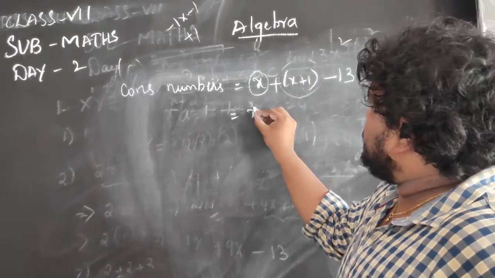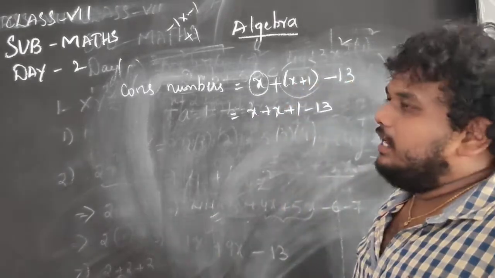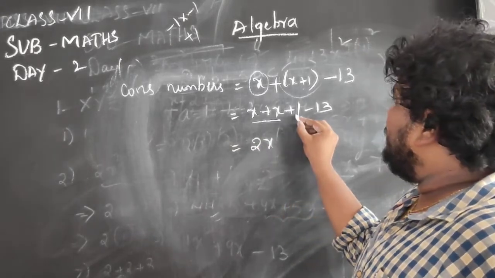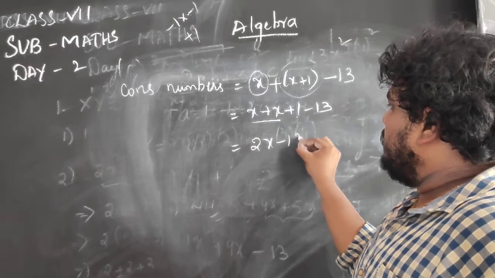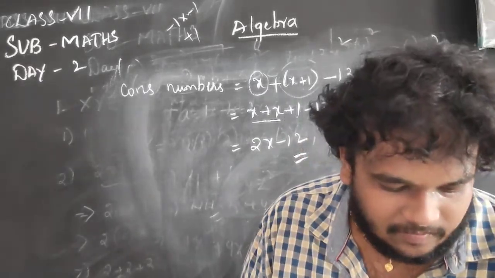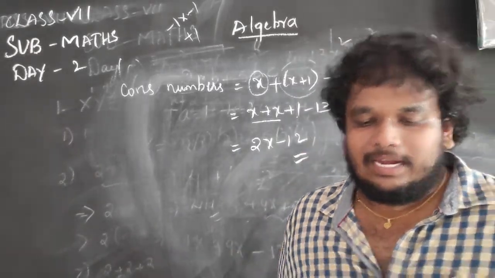So now x plus x plus 1 minus 13. What is x plus x here? 2x. Okay, plus 1 minus 13 will be minus 12. So 2x minus 12 is your correct answer. If you observe here, option 3, that is 2x minus 12, is the correct answer.